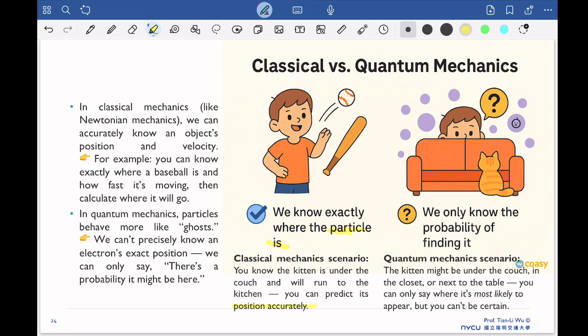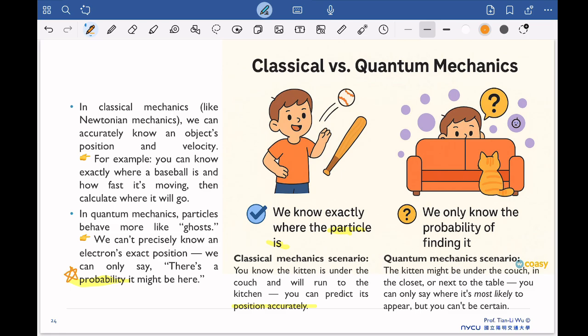But when we talk about quantum mechanics, everything becomes impossible to predict precisely. Therefore, we need the concept of probability. Just like if you try to use quantum mechanics to find a kitten, you probably know it could be under the sofa or in the kitchen, but you cannot precisely determine where the kitten is. So the only way in quantum mechanics is that, in the end, we have to apply the concept of probability.